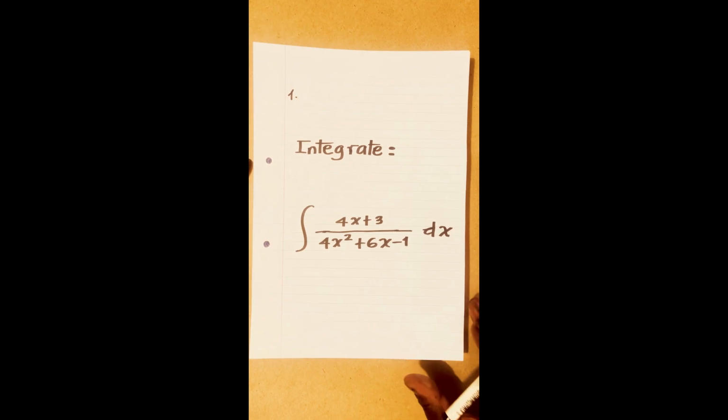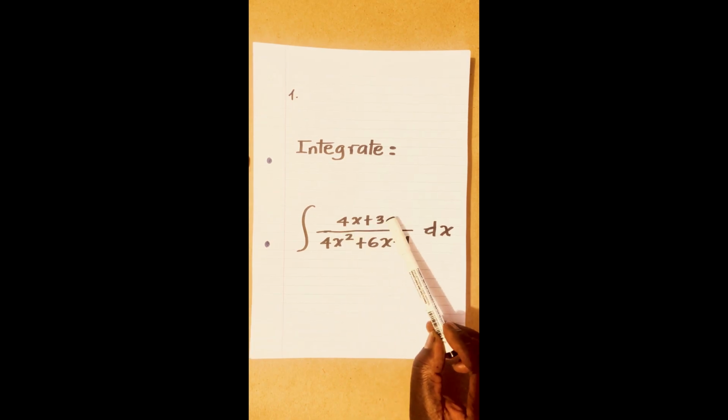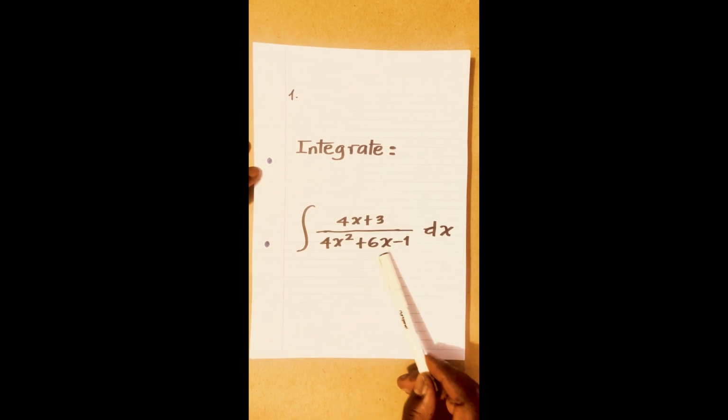In this video I have two integrals for you. The first one is this one here. It's the integral of (4x + 3) over (4x² + 6x − 1) dx. Now how do we approach this?